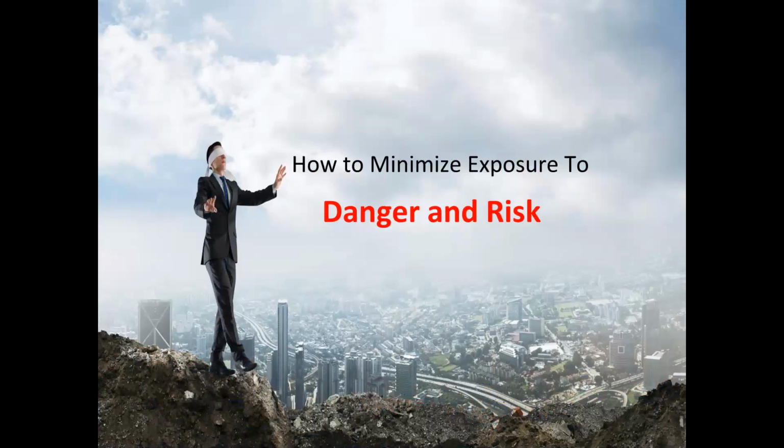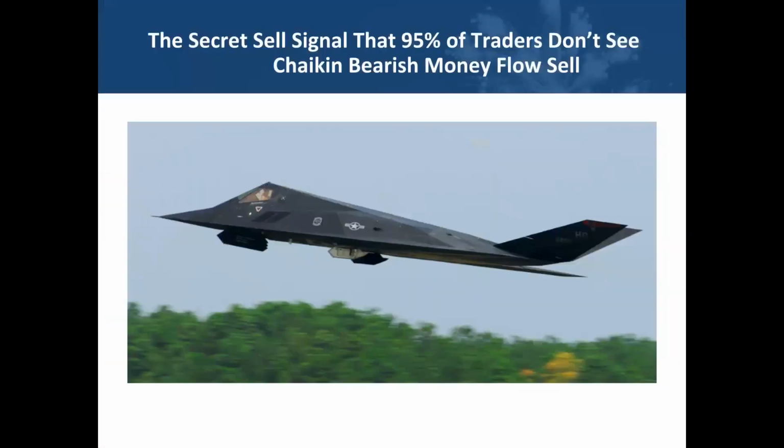In a volatile market environment, the key to making and keeping money is to minimize your exposure to danger and risk. Part of that is knowing when to sell a stock that you already own because it's on the verge of heading lower. And part of that is knowing when to not go bottom fishing in names that are likely to continue to head lower. And what I'm going to share with you now is a secret sell signal that 95% of traders don't see.